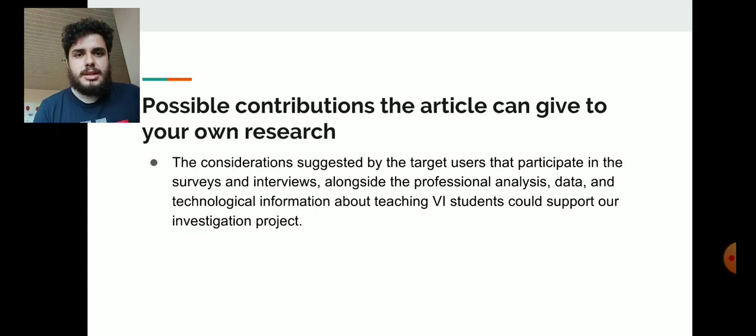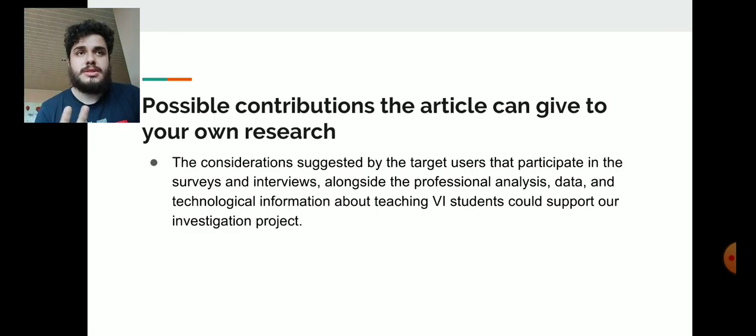Maybe the most important thing in this article is to remember that we are designing for other people whose necessity we maybe don't understand, maybe we don't understand what they need, what they want, or how they want to receive that kind of information. But this article is very important for our investigation because of the suggestions.